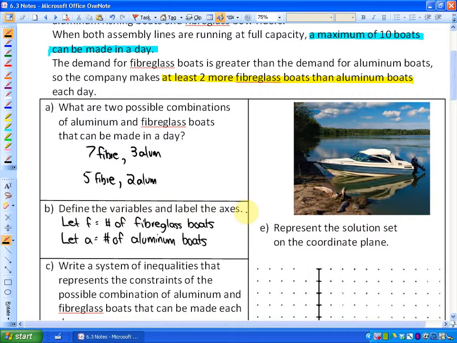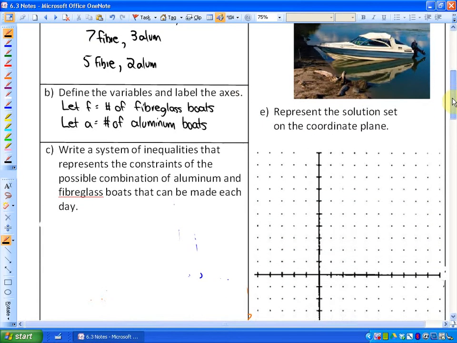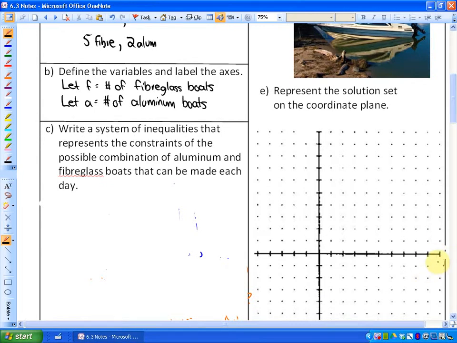Part B here says, define the variables and label the axes. So I've already defined the variables. What we're looking at here, and the relationship that we're looking at, is the number of fiberglass boats and the number of aluminum boats. So if I was to represent that, I would do this. I'm going to label the x-axis with an A, which is aluminum boats, and the y-axis with an F, which is fiberglass boats. So that's the representation as far as labeling it goes.